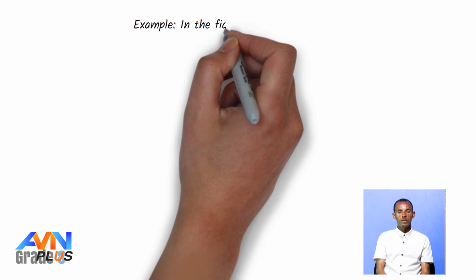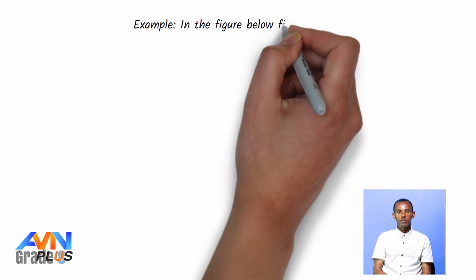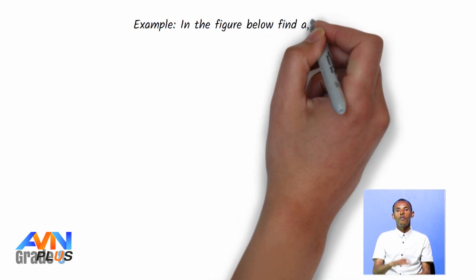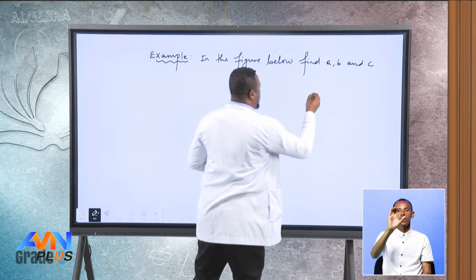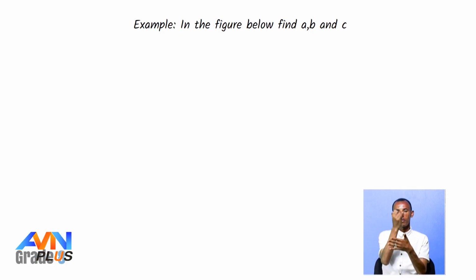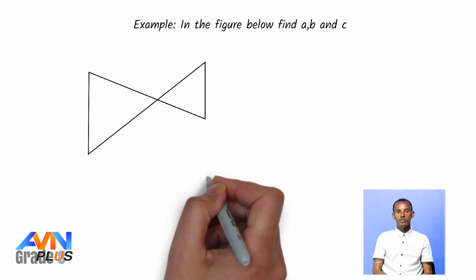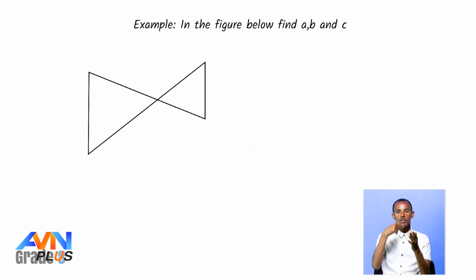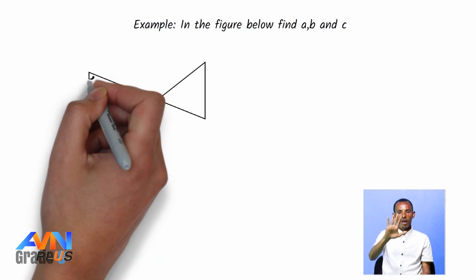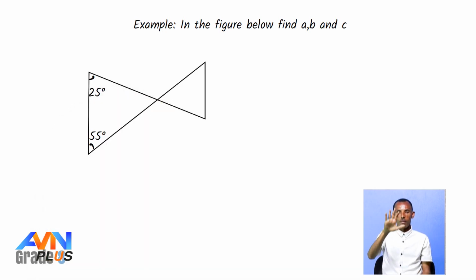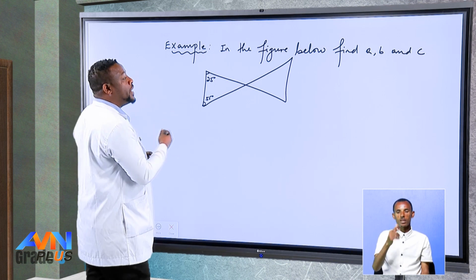In the figure below, find A, B, and C. Okay, here is the figure. Say this angle is 55 degree and this is 25 degree. Okay, one of these angles is 55 degree and the other is 25.